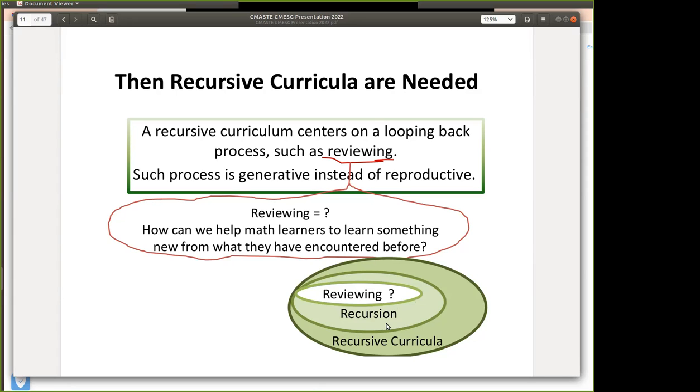And so I can use reviewing as an entry point to have a conversation with experienced teachers. I can also try to see how reviewing is represented in the textbooks. And in order to do my research and talk with experienced teachers, I ask an even more practical question, which is how can we help math learners to learn something new from what they have encountered before.